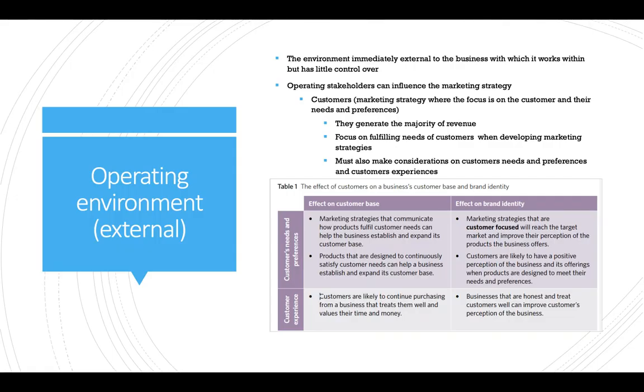All right. So within the operating environment, so this is the environment, just as a little recap, that is immediately external to the business, with which the business works within but has little control over. Okay. So the operating stakeholders, so remember, stakeholders are anyone that has a vested interest in the business. Okay. Vested interest meaning that they want to see the business succeed, or they want to know what the business is doing in order to make sure that they are remaining competitive.